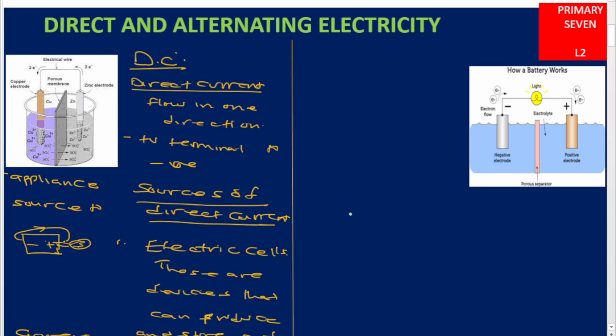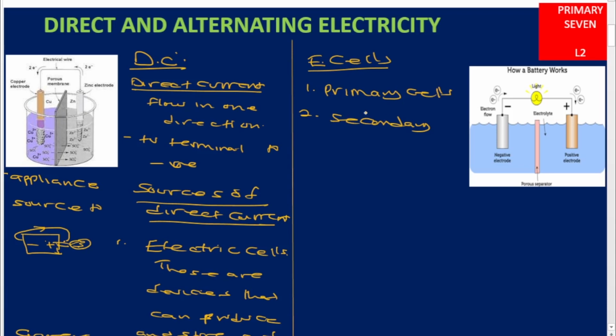Now let us look at these electric cells. These electric cells are further divided into two types. One, we have the primary cells, and number two, we have the secondary cells. Remember we said a cell or an electric cell is a device that can produce and store current, electricity.